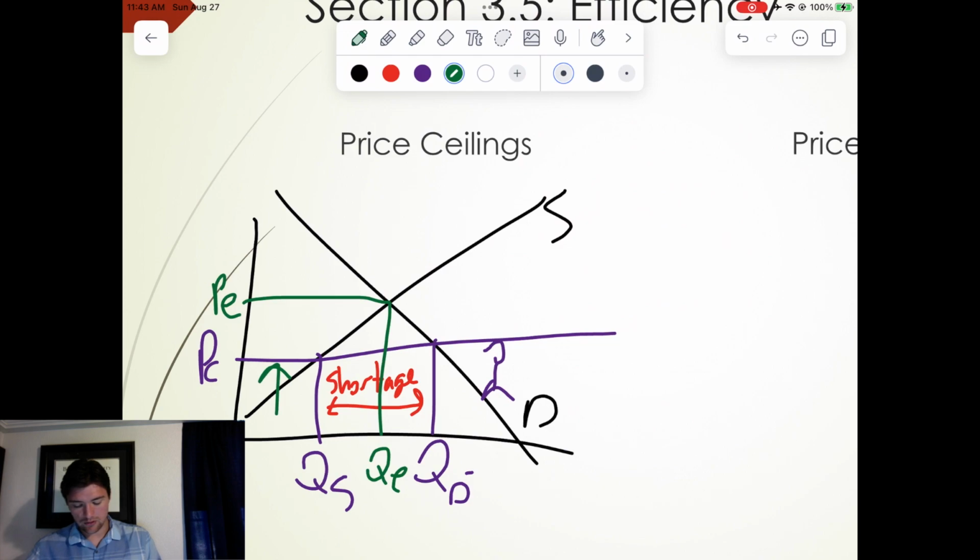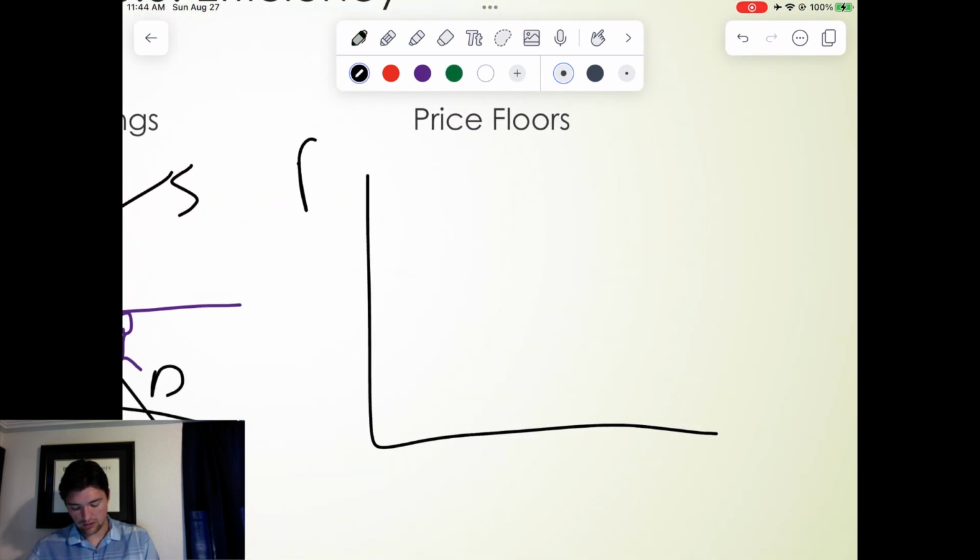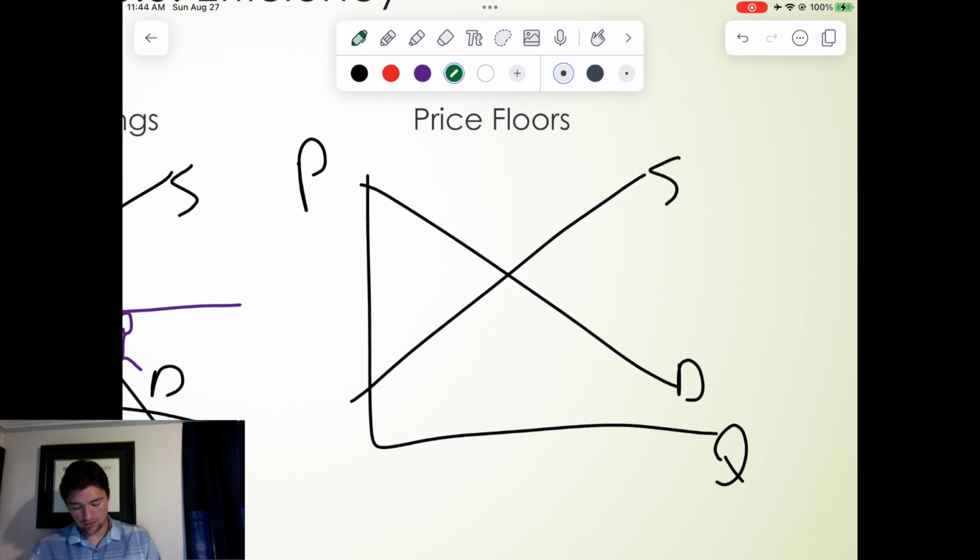And a price floor is going to be this situation here. Price, quantity, demand, supply. This is the equilibrium here.